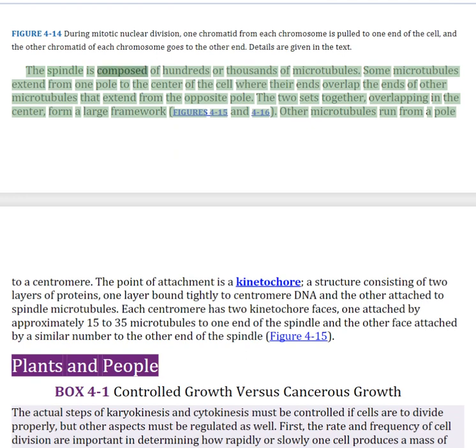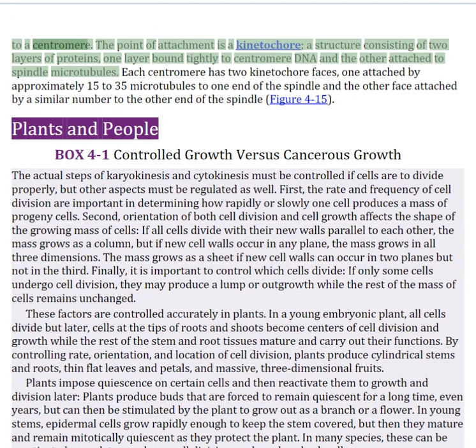The spindle is composed of hundreds or thousands of microtubules. Some microtubules extend from one pole to the center of the cell where their ends overlap the ends of other microtubules that extend from the opposite pole. The two sets together, overlapping in the center, form a large framework. Other microtubules run from a pole to a centromere.